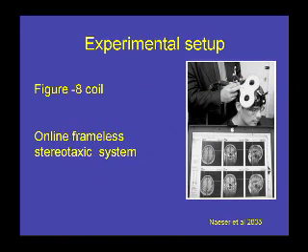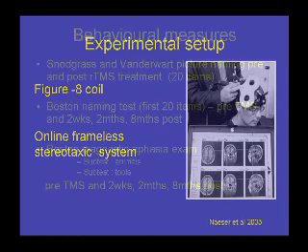Okay, so this is just a picture of their experimental setup. You can see they use a figure of 8 coil, and also that they use the online stereotaxic system. And just to point out, if you're stimulating for a long period of time, it is a very good idea to use the frameless stereotaxic system online, because any movement of the coil whatsoever can change the area of the cortex that you're actually stimulating.